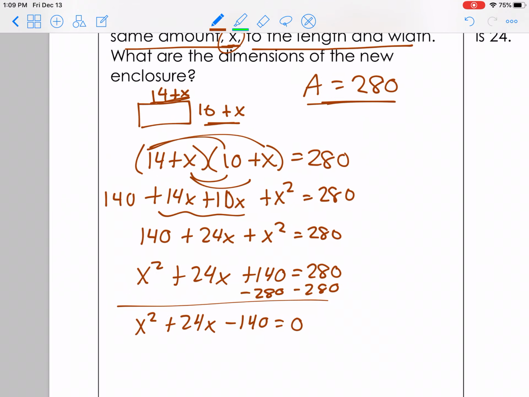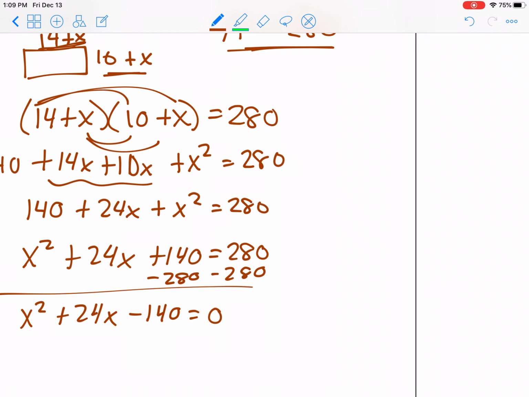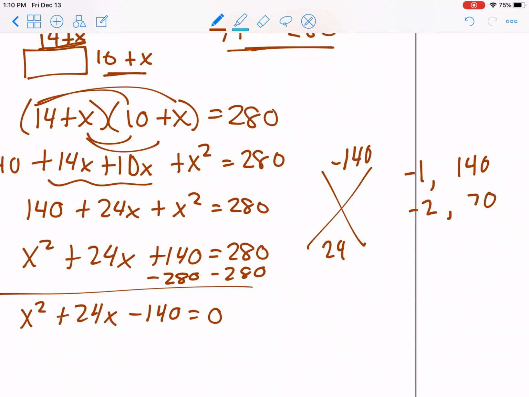Okay, I have tried to factor this because I like factoring, and that would make us get a nice, easy solution, but I found that I couldn't. Let me show you what trouble I ran into. So to multiply and get negative, one of my numbers needs to be negative, and when I add to get positive, the bigger one needs to be positive. So if I had like negative 1 and 140, or negative 2 and 70, if I add those, I'd get 68.